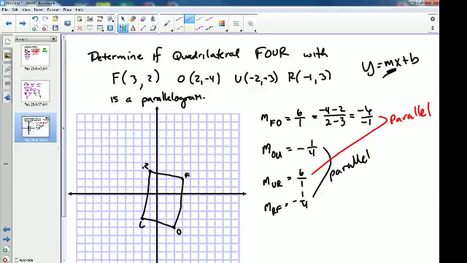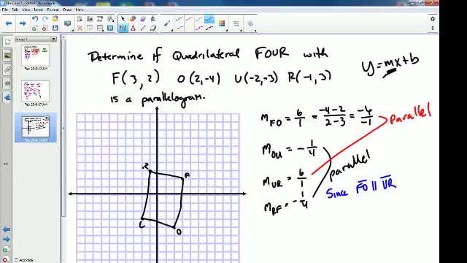There's a difference between saying, yeah, it looks like a parallelogram versus saying it's definitely a parallelogram. So you want to write a statement here. Since... have you seen that notation before? Yeah.